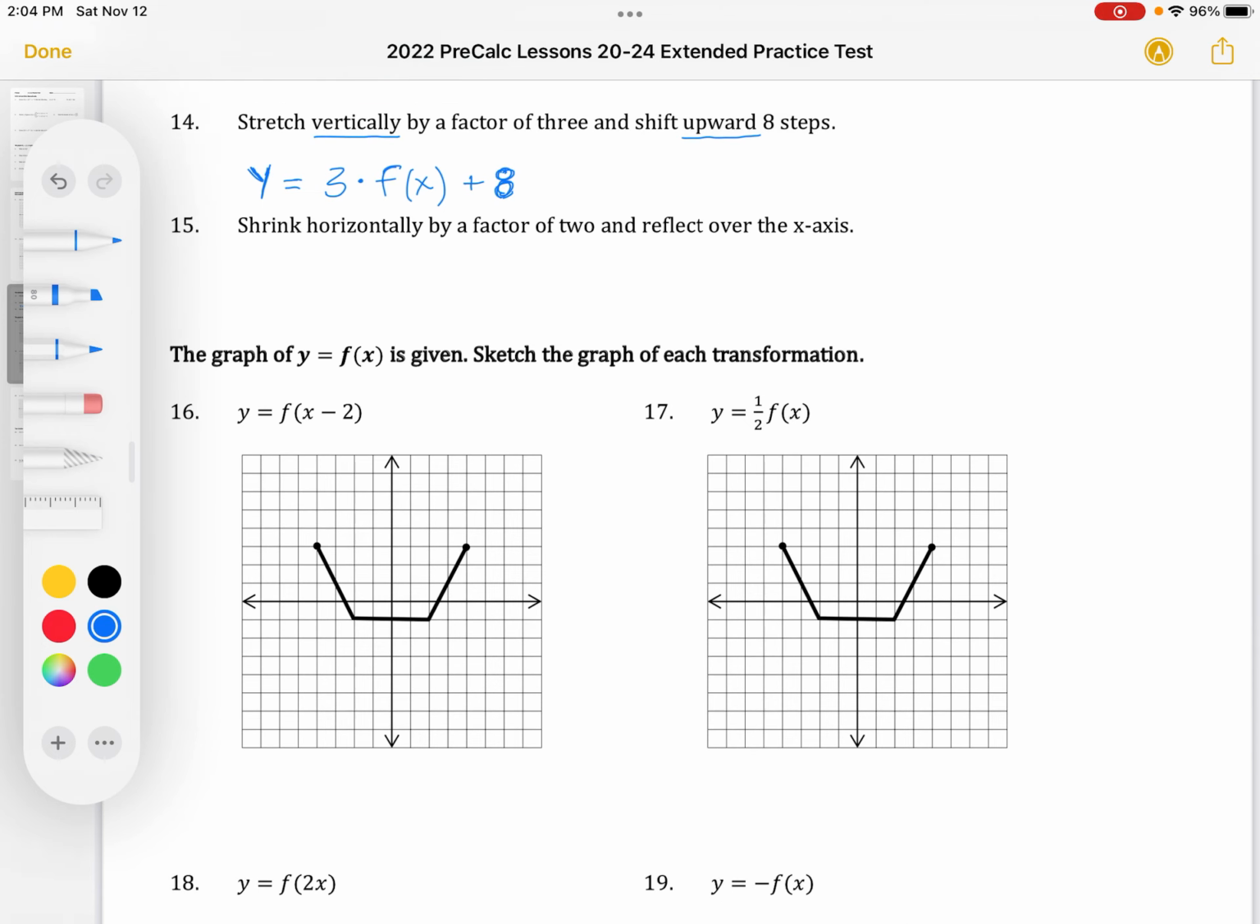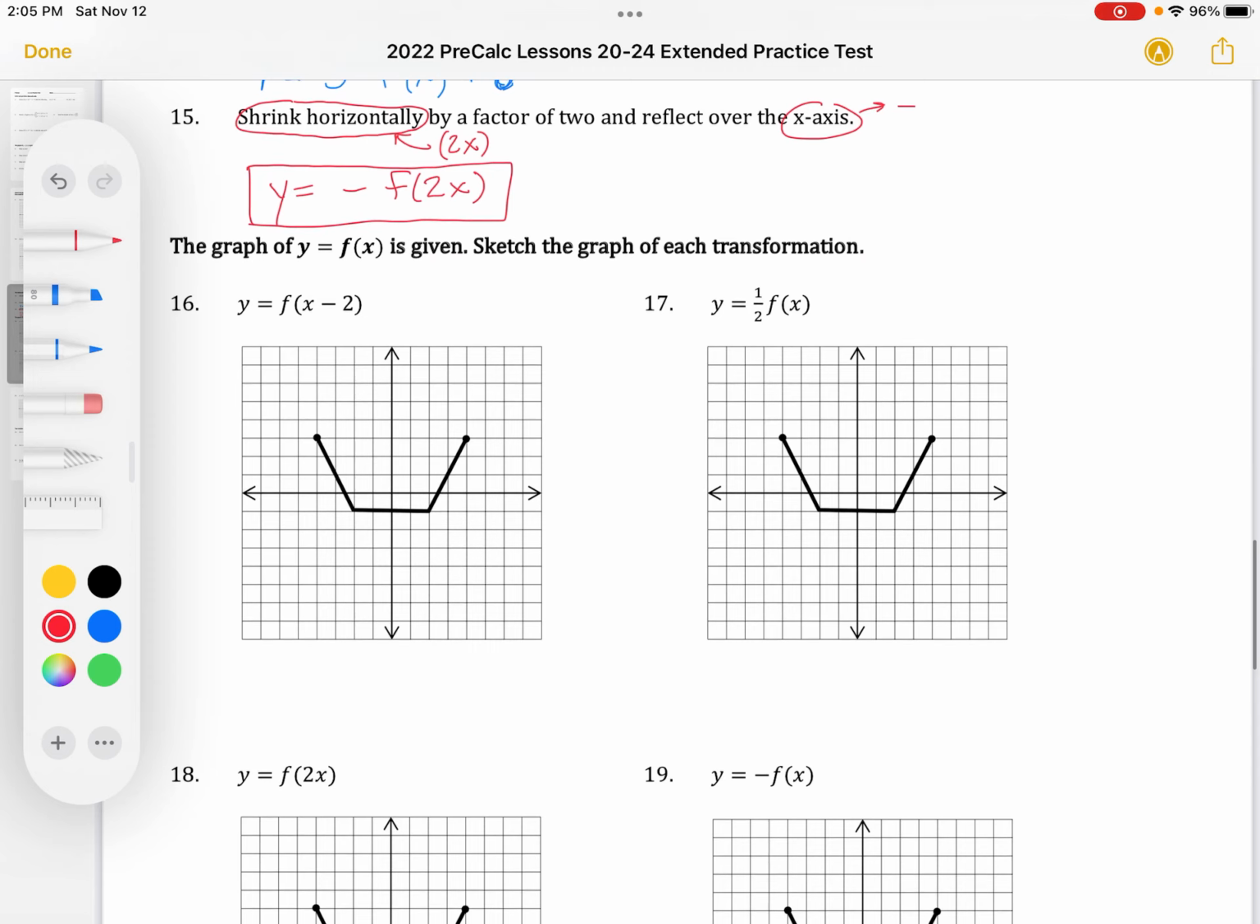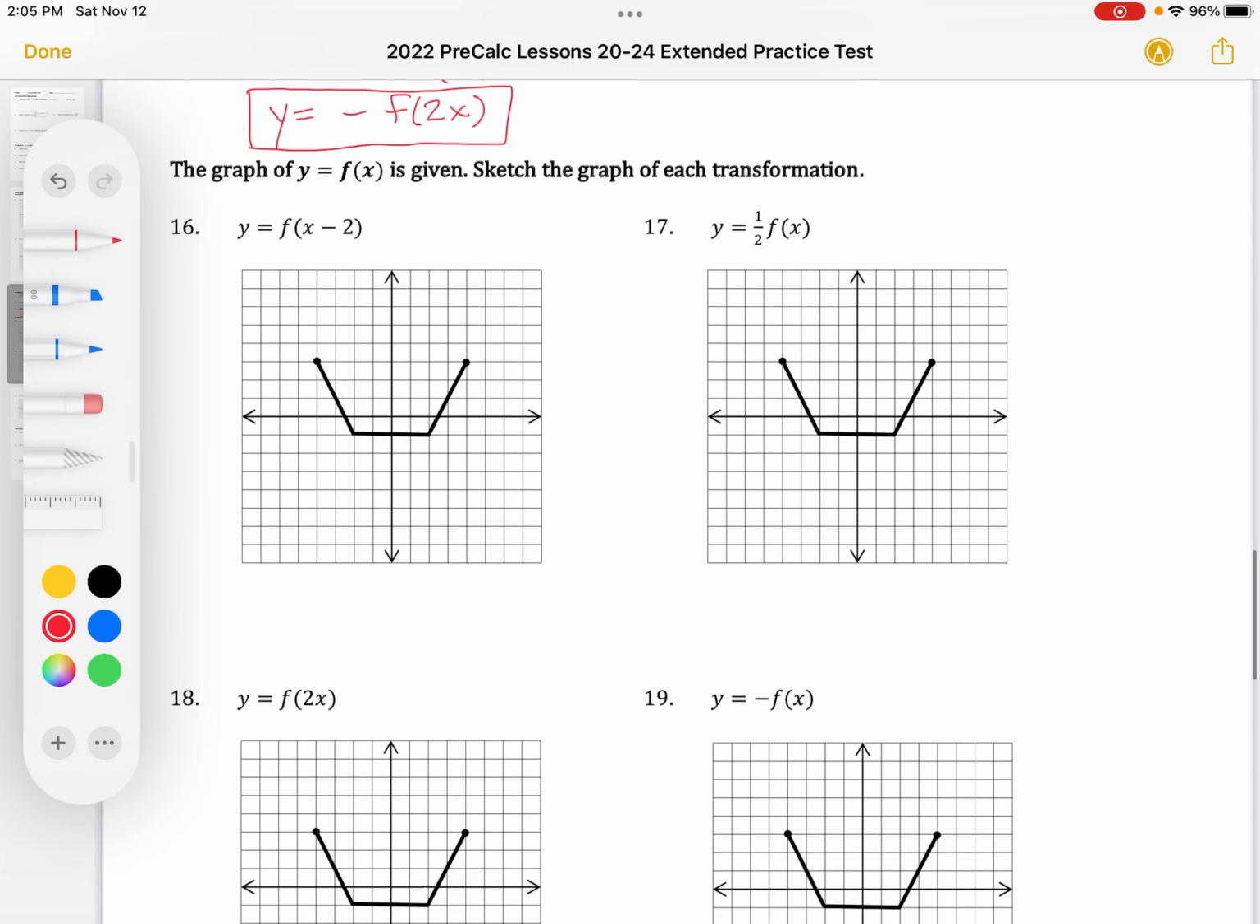Okay, and then in 15, we have a couple things going on. The first thing is we're going to shrink horizontally by a factor of 2. Okay, so that is going to be in the parentheses, and it's going to actually look like a 2x. So you would think a shrink would be a half, but it actually ends up being a number bigger than 1 when you are doing horizontal shrinks. And a reflection over the x-axis, that's just going to throw a negative in front of your function. So I'm going to say y equals negative for the reflection, f of x, and I missed a part here. Remember, we got to have that 2 in front of the x to do the horizontal shrink. So then this here would be your final function. All right, so we're going to use these ideas on some graphs here.